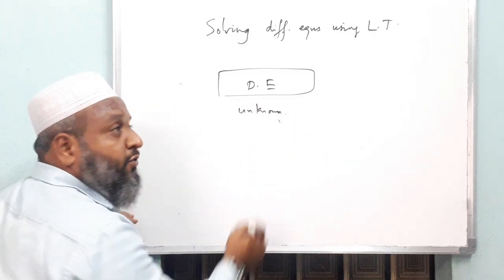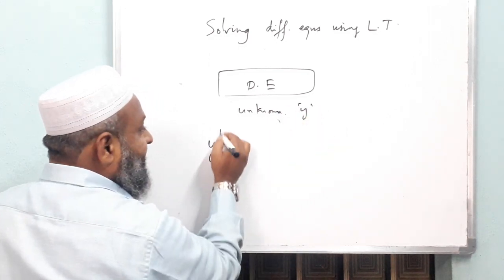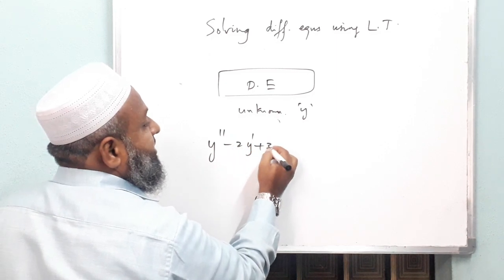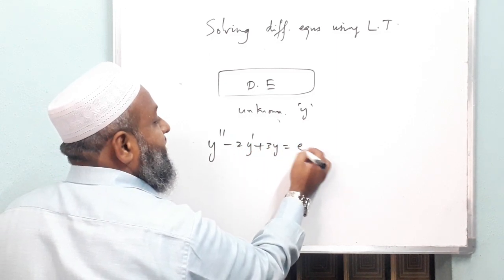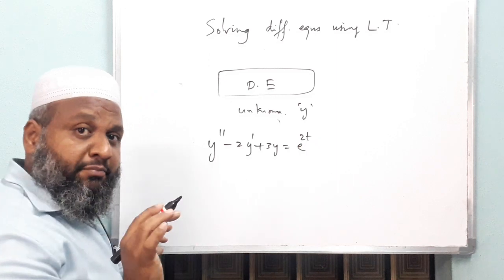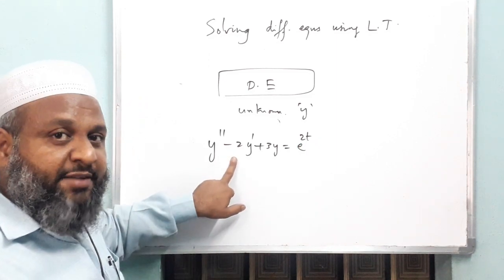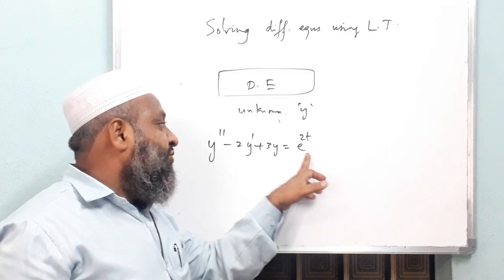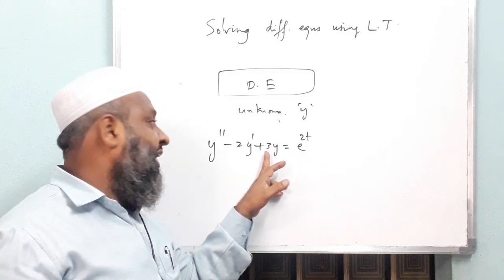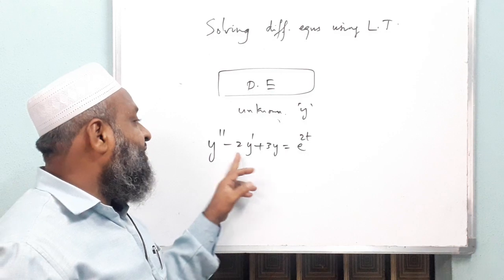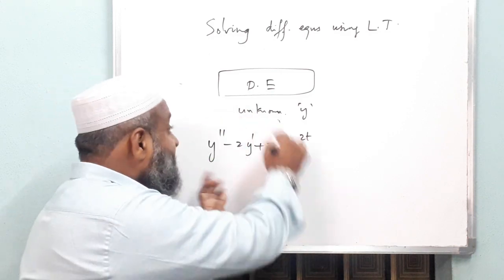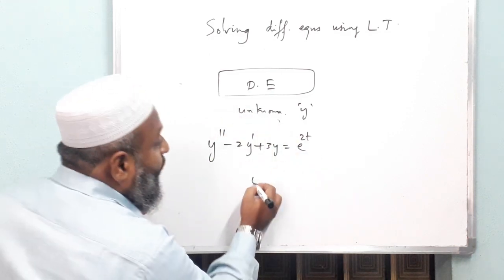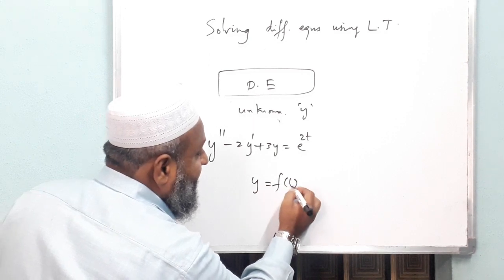Unknown, for example, y. If I say y double dash minus 2y dash plus 3y is equal to e to the power of 2t, you are becoming clear at this point of time that y is something which is depending on t. So when 3 times of y is added with y double dash minus 2y dash, then that is resulting as e to the power of 2t. What is y which is a function of t?